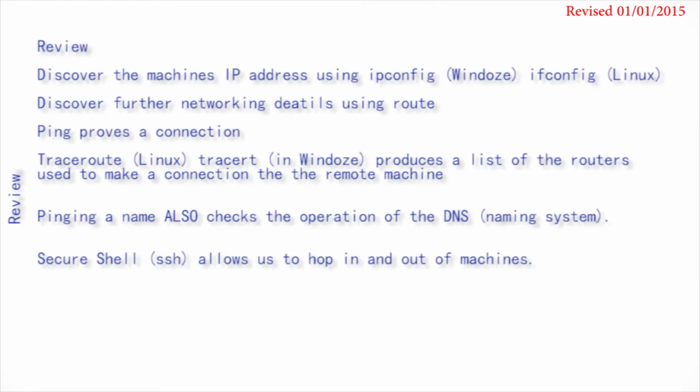Review. So, to date, you know how to find the IP address of the device you are using: ifconfig, or ipconfig in Windows. You can discover details about your local network using route. Ping tests the connection and traceroute explains how two machines are connected. Pinging a name is a good method of testing whether the naming service is working. And finally, you can securely log in from your local to remote machine. Having tested our platform, now let's do something. We'll build a web server.